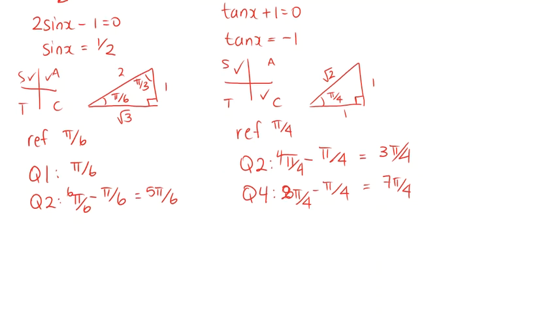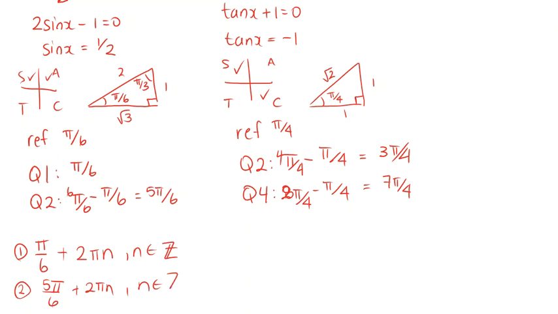So again, just like we were talking about before in the last example, I will have my pi over 6 plus all the rotations to get back to the next reference angle. So that would be my first general solution. This would be my second general solution where I have my 5 pi over 6 plus 2 pi n, and n is an integer.